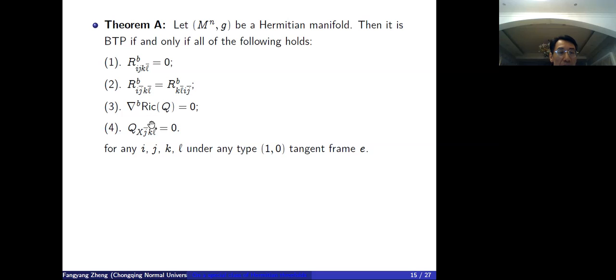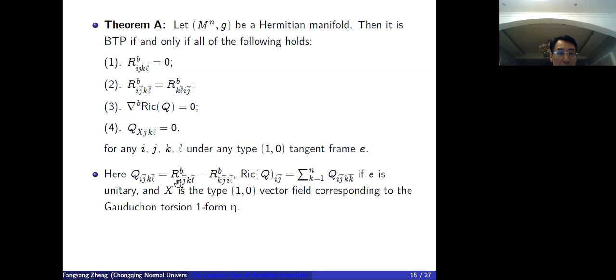Now, the third and fourth conditions are imposed on this Q tensor. The Q tensor is just the interchange of the first and third. So you may not be able to interchange; it may not be symmetrical with respect to the first and the third. In other words, Q may not be zero.